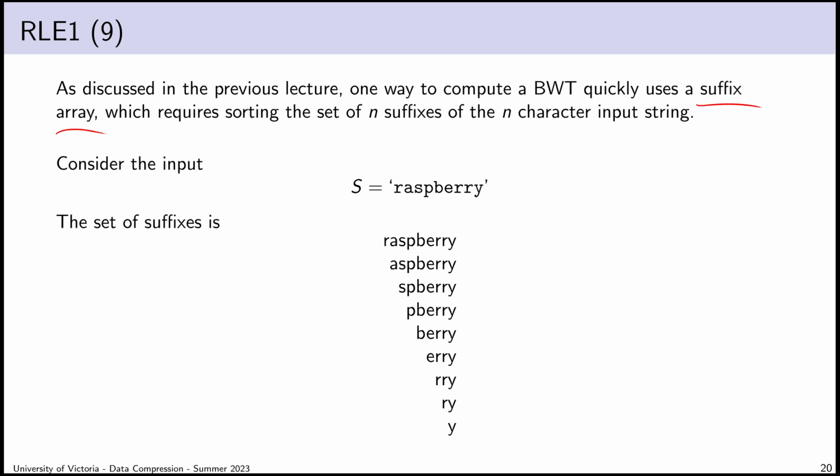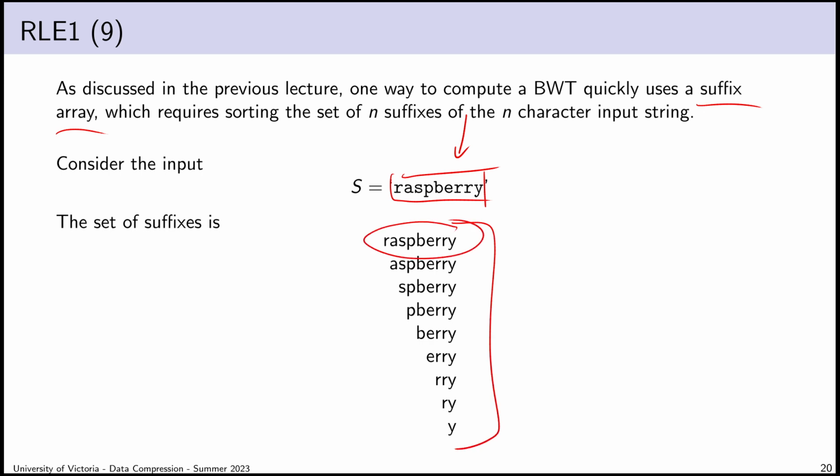To construct a suffix array, there are a variety of ways of doing this. One relatively straightforward way involves generating all the suffixes of a particular string, of your input string, and then sorting them. So if we look at all the suffixes of this input string, it's this collection here.